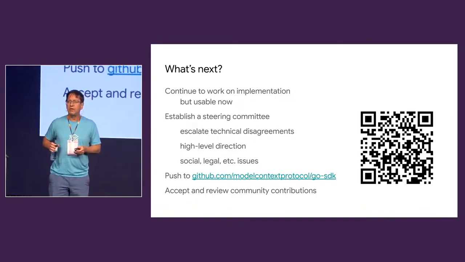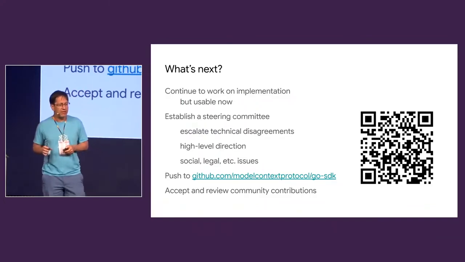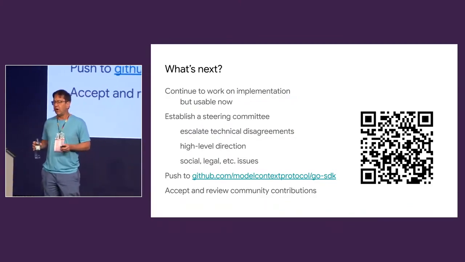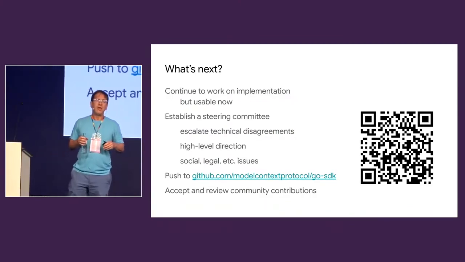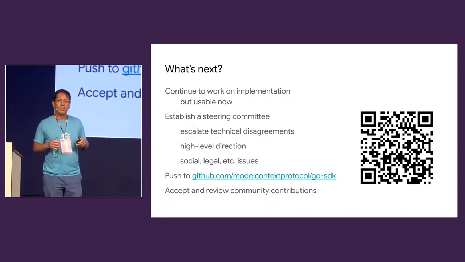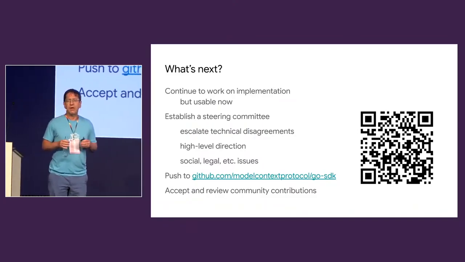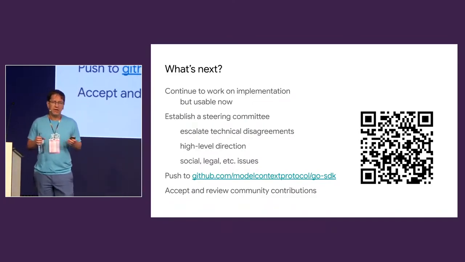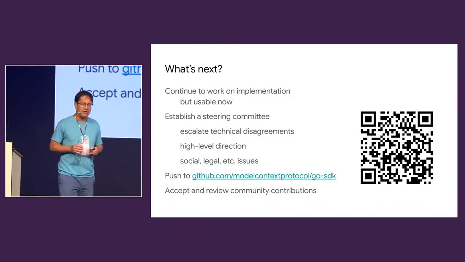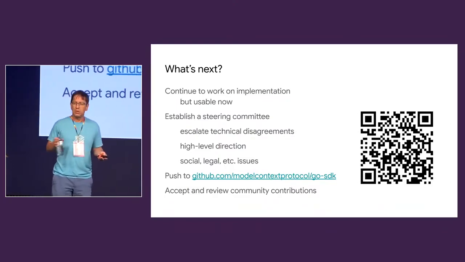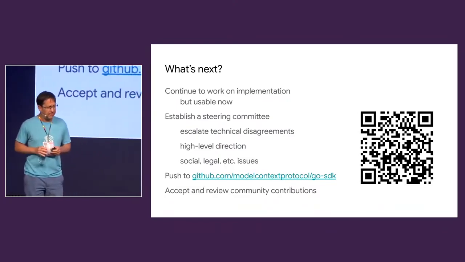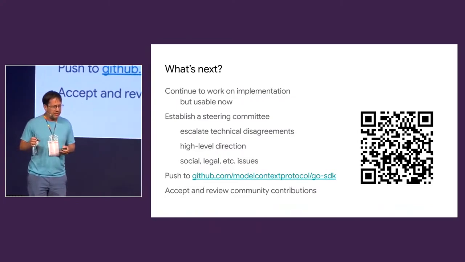It's very important to, why can't we just be a bunch of engineers and all get along? Well, because Google and Anthropic are competitors, even though we're collaborators on this. So we need a little more structure to deal with issues that we have to escalate, issues that fall outside the realm of technical things, like social issues and legal issues and so on. So we're going to establish a steering committee consisting of people from Google and Anthropic and perhaps the community as well. As I mentioned, we're going to push it.